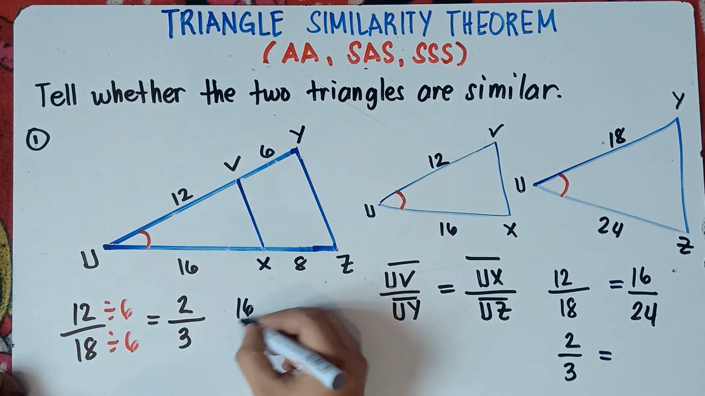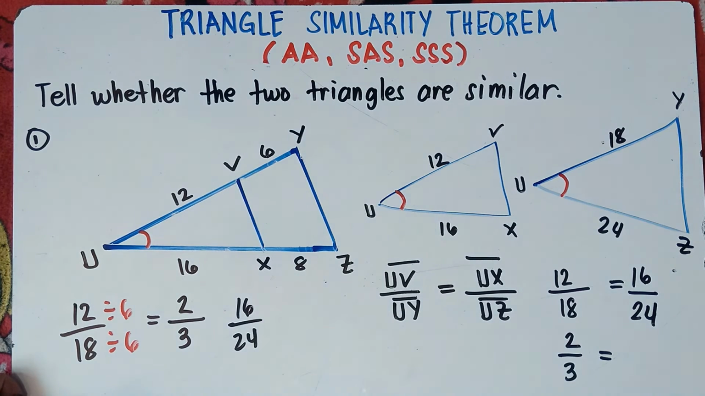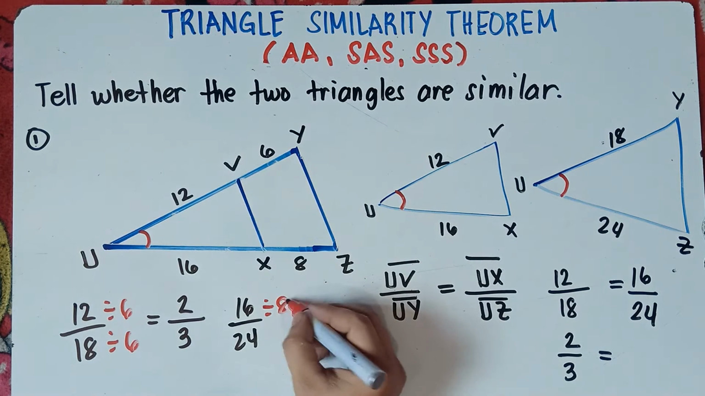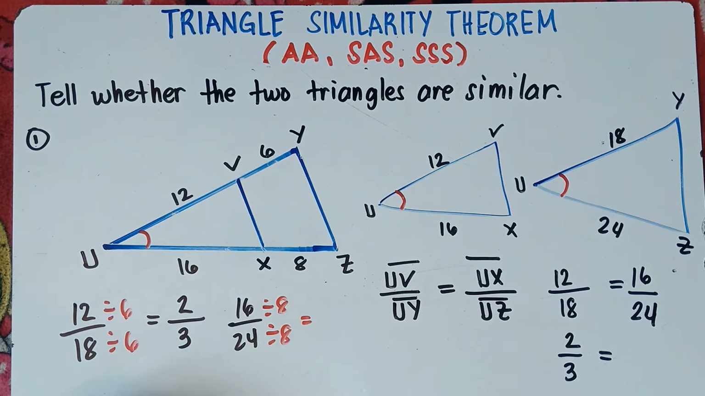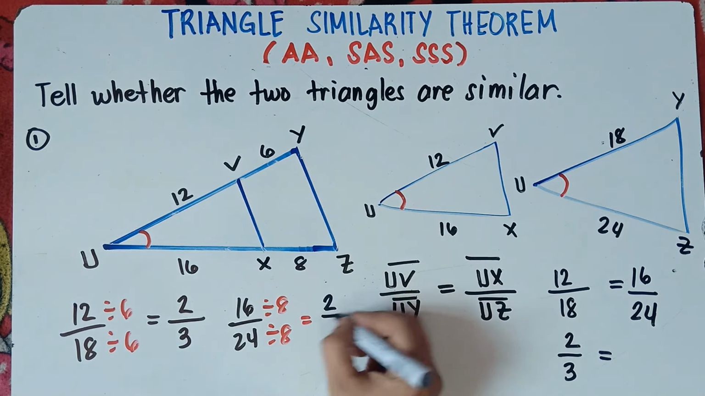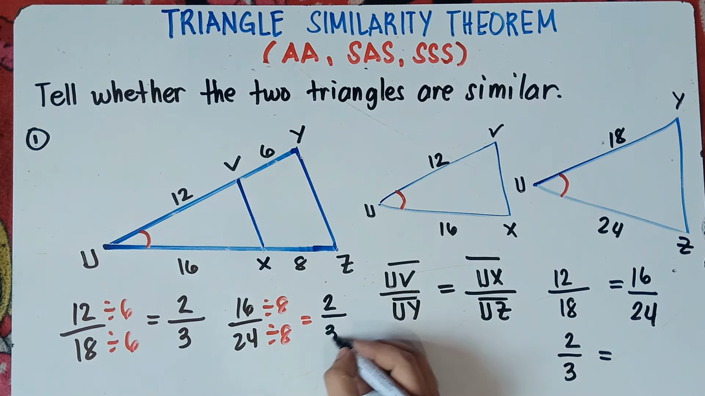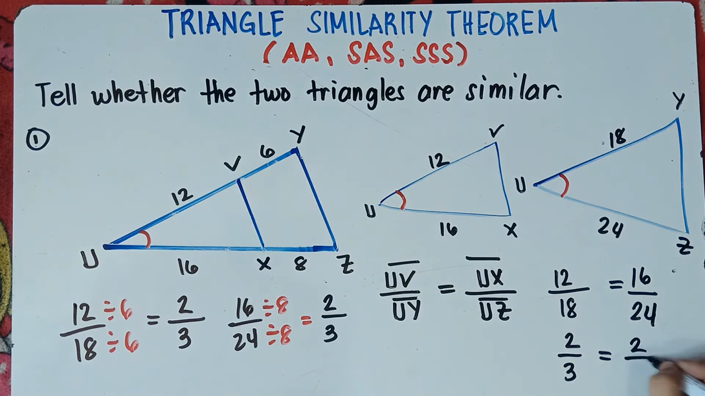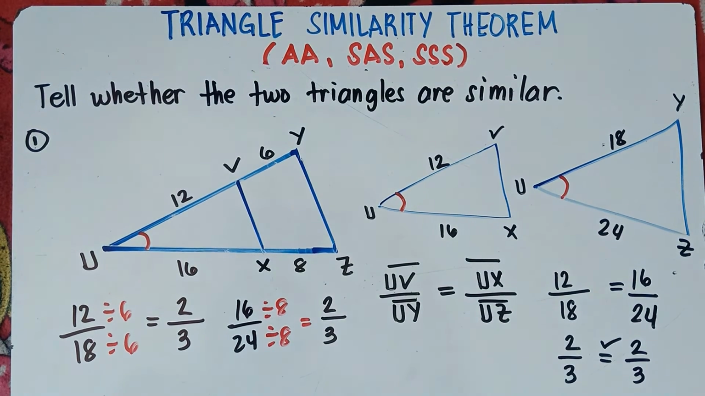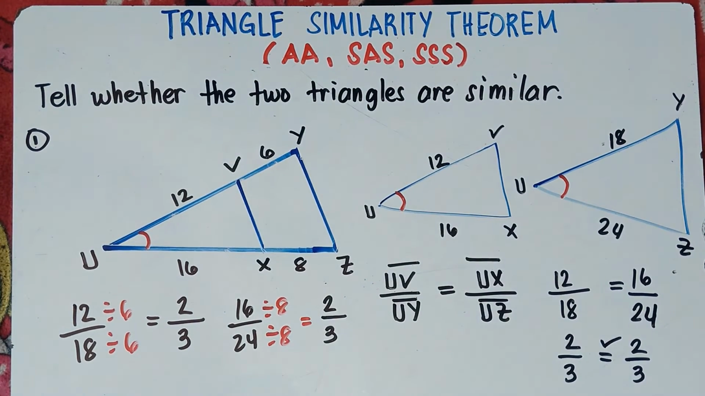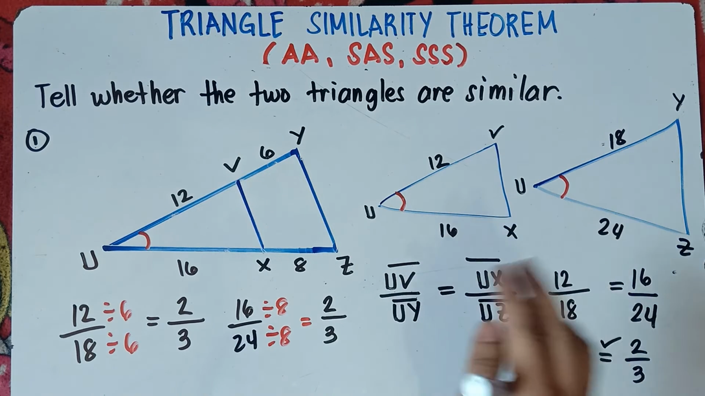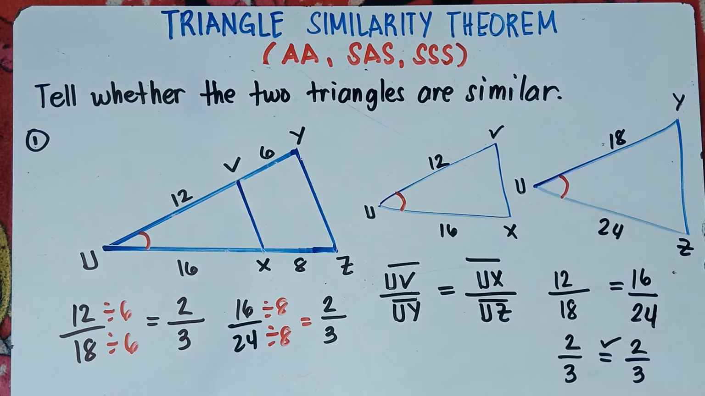16 over 24. What would be the GCF, class, of 16 and 24? That's correct. That would be 8. We can divide this one by 8. So 16 divided by 8 is 2. 24 divided by 8 is 3. So 2 over 3. Therefore, they have the same ratio. Therefore, they are proportional and they have the same included angle. Therefore, these two triangles are similar.